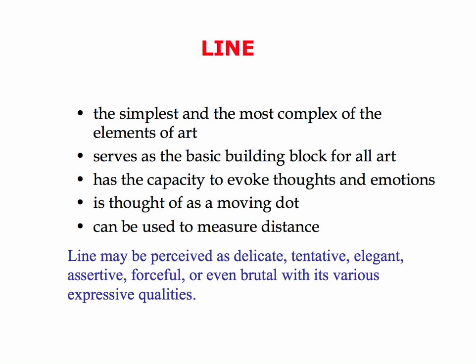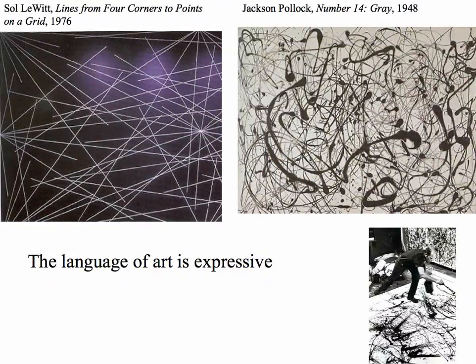Starting with line. Line is the simplest and most complex of the elements of art. It serves as the basic building block for all art. It has the capacity to evoke thoughts and emotions. It can be thought of as a moving dot and can be used to measure distance. As an example, here are 2 very different compositions by Sol LeWitt and Jackson Pollock that both use almost entirely line for composition, and both have very different feel and aesthetic qualities to them.